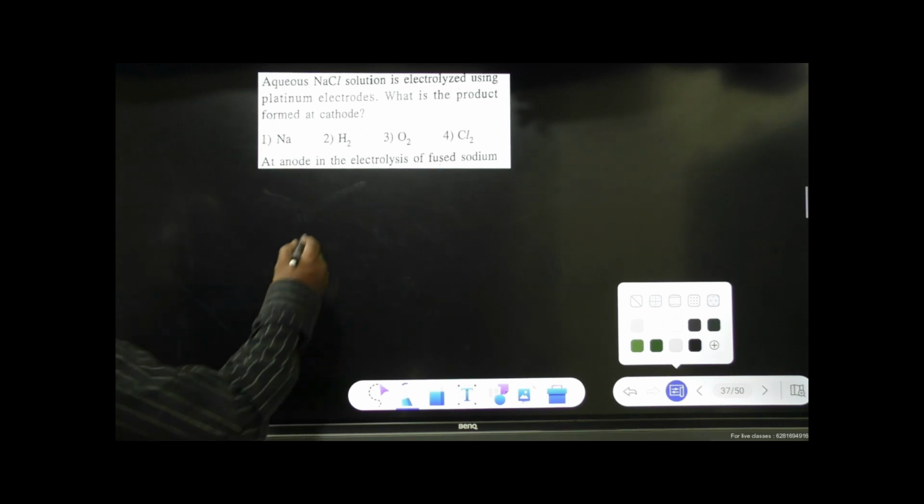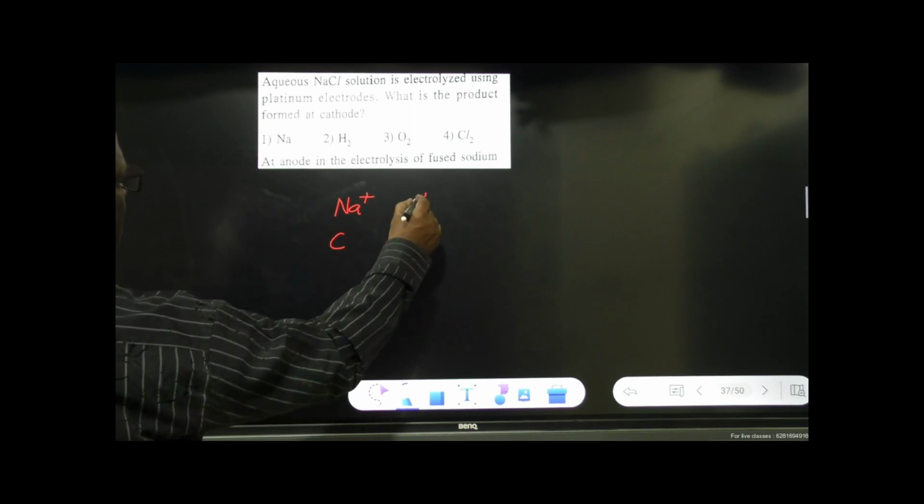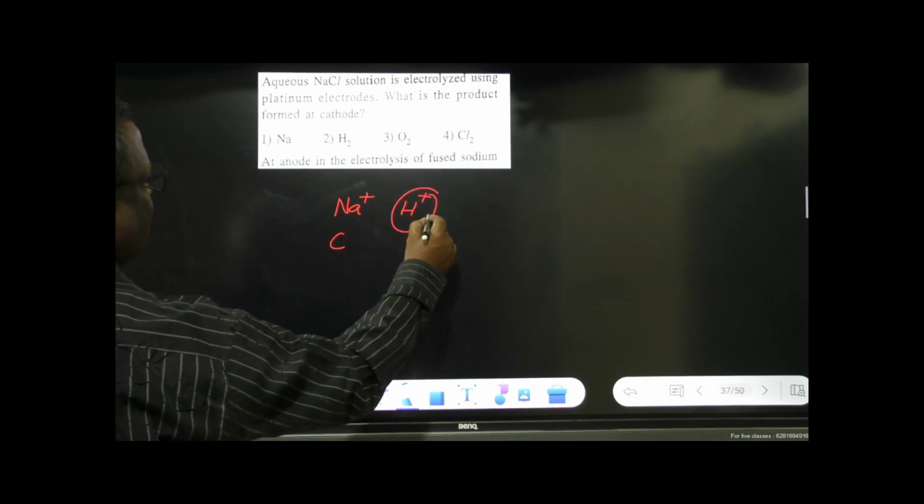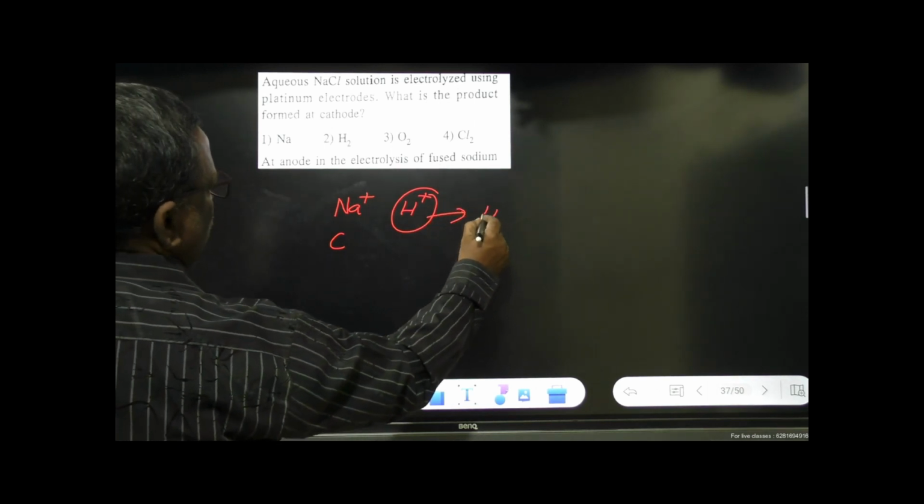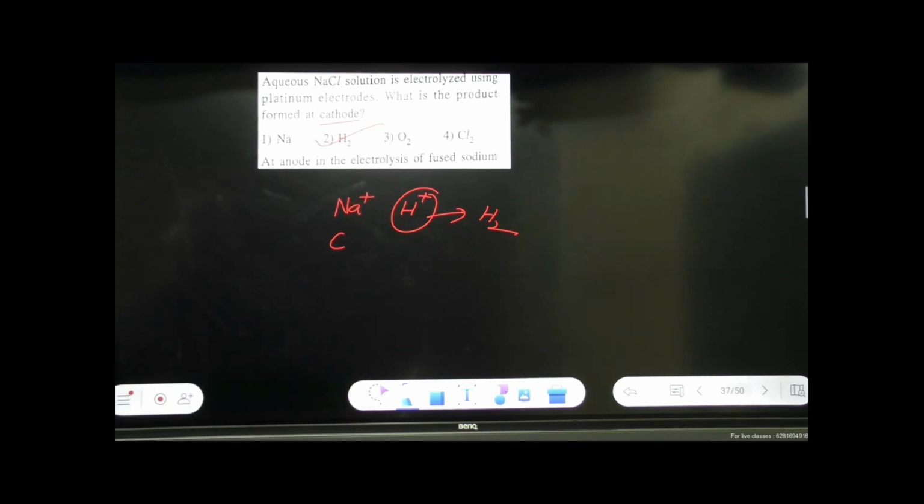Aqueous NaCl solution is electrolyzed using platinum electrodes. What is the product formed at cathode? In aqueous NaCl you have Na plus ions and H plus ions. Out of these two ions, H plus ions will be removed as H2 at cathode. So at cathode, H2 is released.